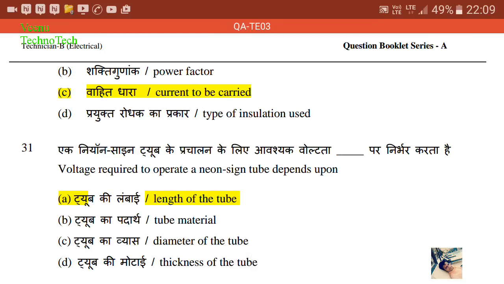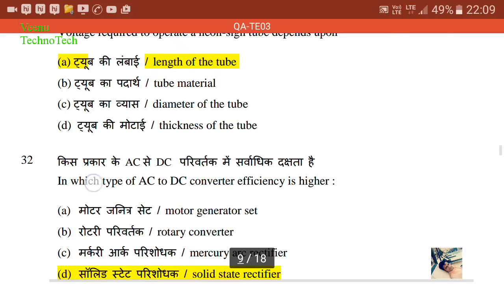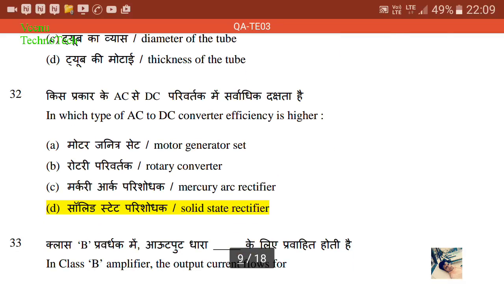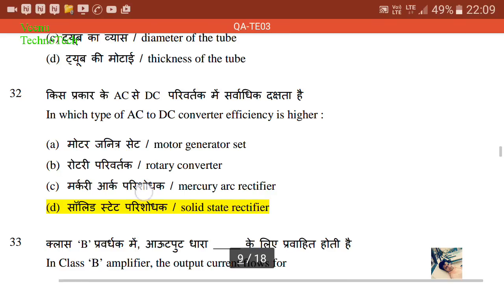Voltage required to operate a neon sign tube depends upon length of the tube. Correct answer A. In which type of AC to DC converter is efficiency higher? Obviously solid state rectifier, because every solid state device is more efficient than mechanical or rotary device. So correct answer is D.